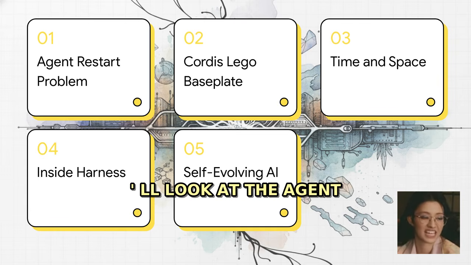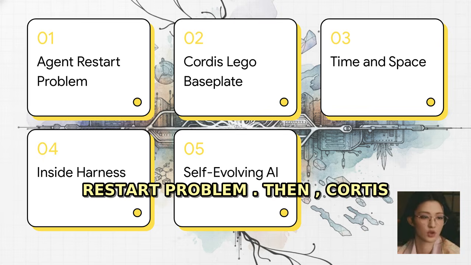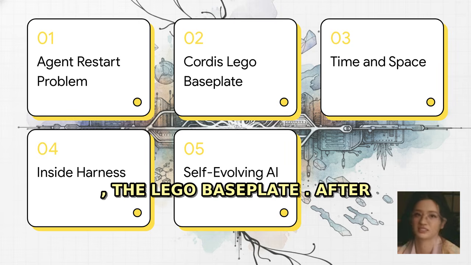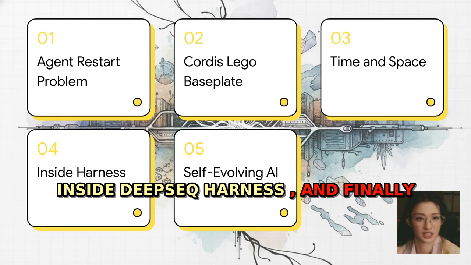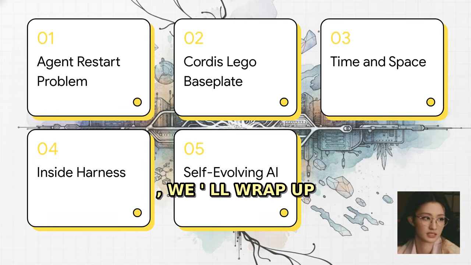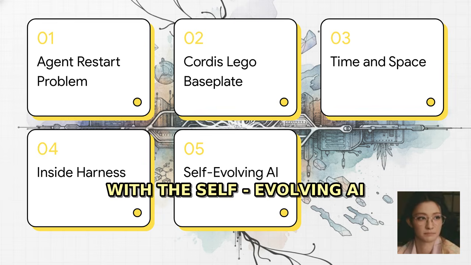So, here's our roadmap for today's explainer. First, we'll look at the agent restart problem. Then, Cortis, the Lego baseplate. After that, mastering time and space. Then we'll go inside DeepSeek harness. And finally, we'll wrap up with the self-evolving AI era.